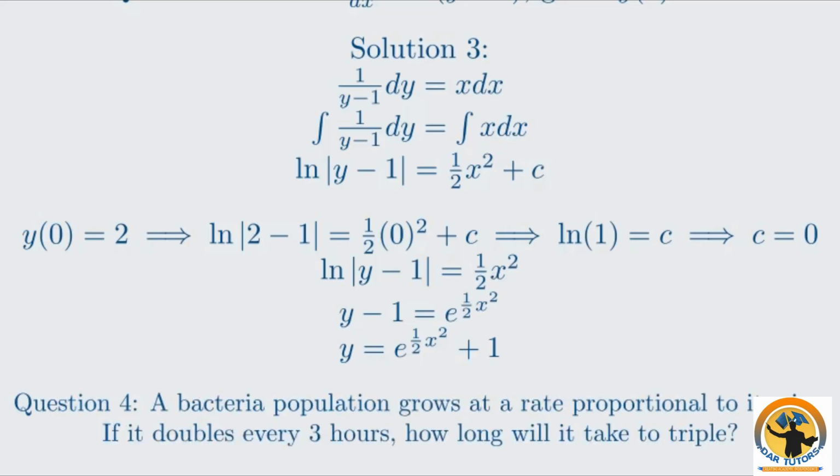Question 4. A population of bacteria grows at a rate proportional to its size. If the population doubles every 3 hours, how long will it take for the population to triple? Pause the video and solve this growth problem.